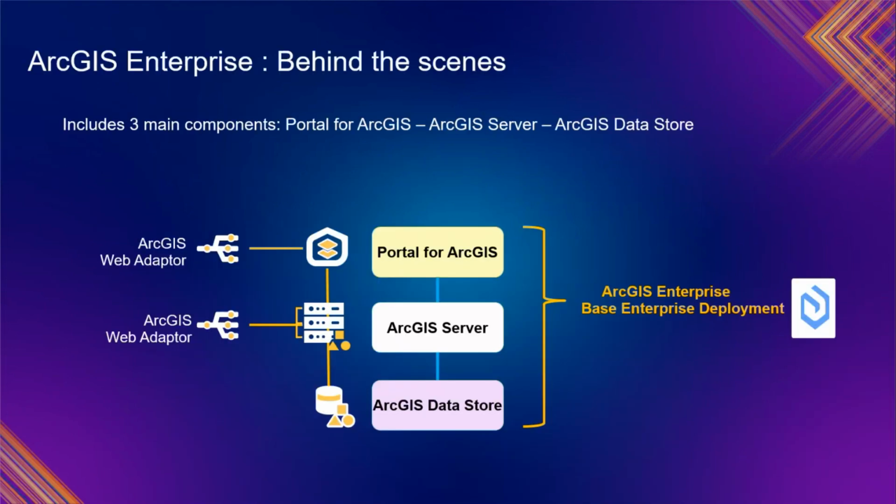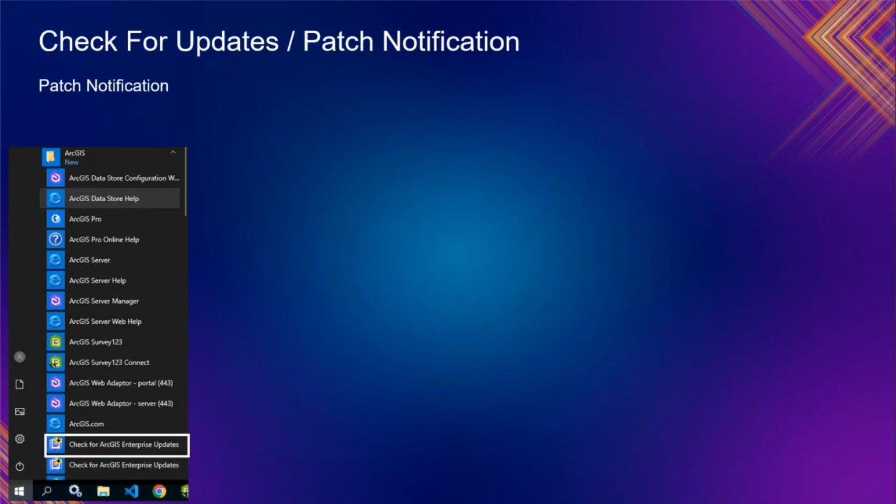Before we go, let's have a quick refresher about ArcGIS Enterprise. As you are familiar, in the base deployment of ArcGIS Enterprise there are three main components: the Portal for ArcGIS, ArcGIS Server, and the data store. In the front end you have the web adapters for ArcGIS Server and the Portal. This is the base deployment, and we are going to talk mainly about ArcGIS Server and the Portal. Also, I want to discuss a few interesting slides here.